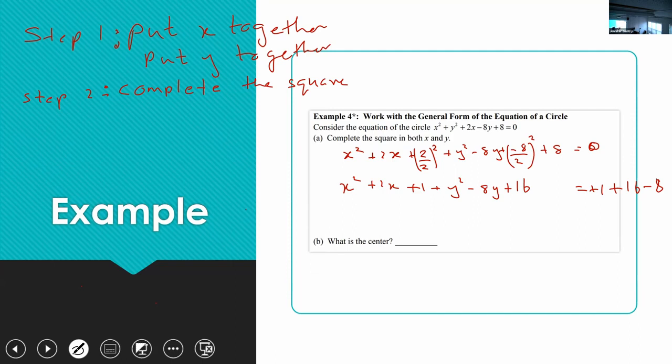For the x component, x squared plus 2x plus 1, okay? Parenthesis, x minus. What's it going to be? What are my factors of 1?